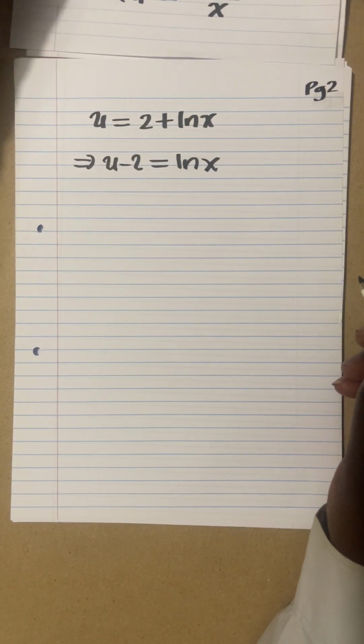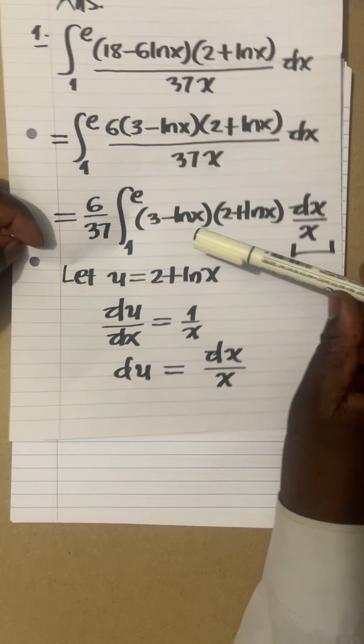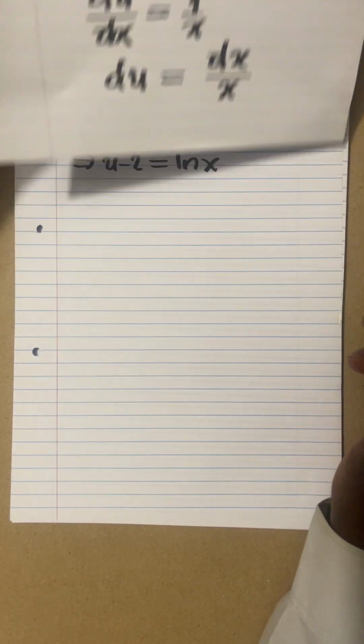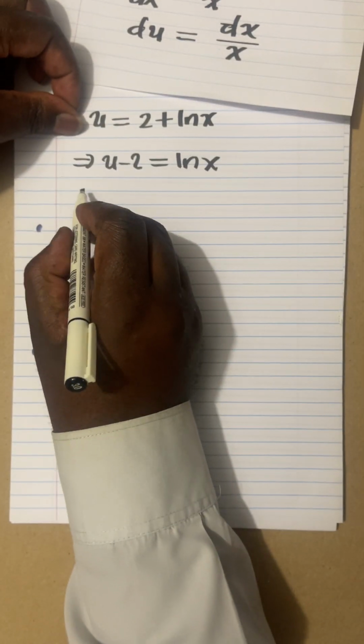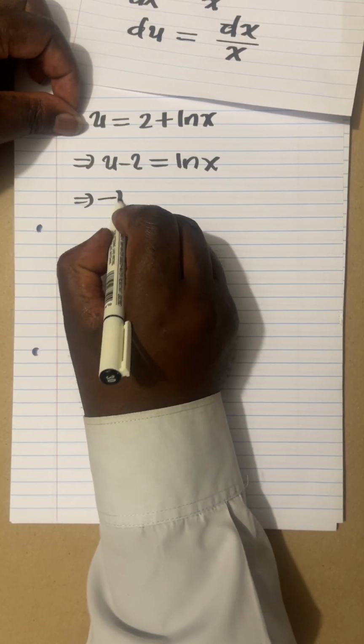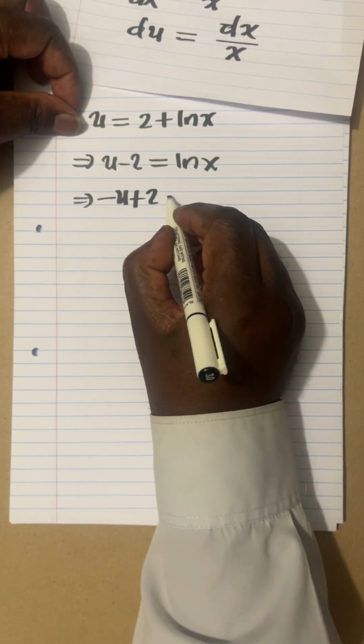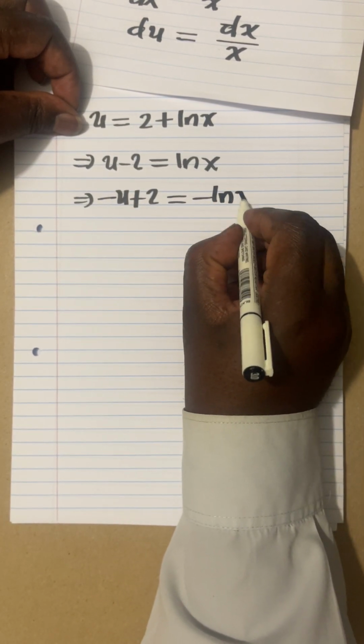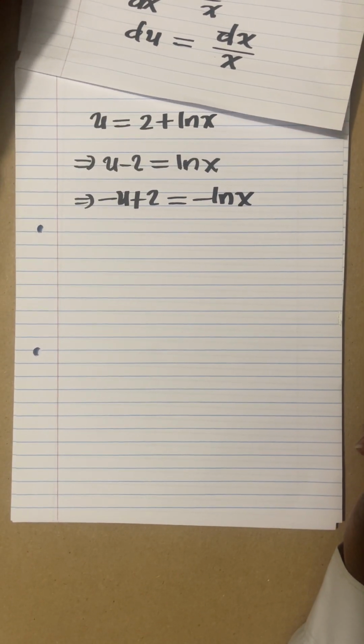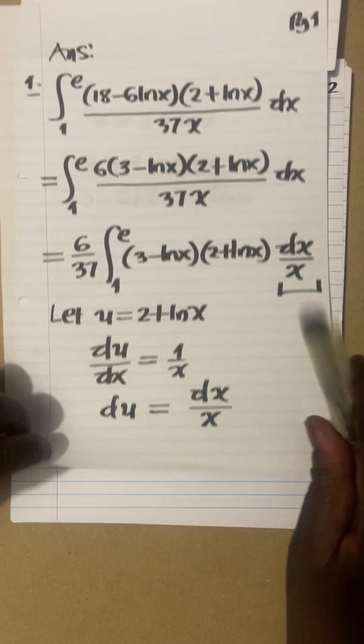So now we have natural log of x, which is this part here, but it's negative, so I have to multiply the whole equation by minus 1. So this becomes minus u, and then plus 2, this will be equal to minus natural log of x. Fantastic. Now if you notice, I have managed to obtain the first part.